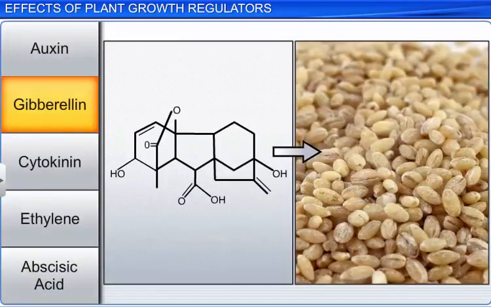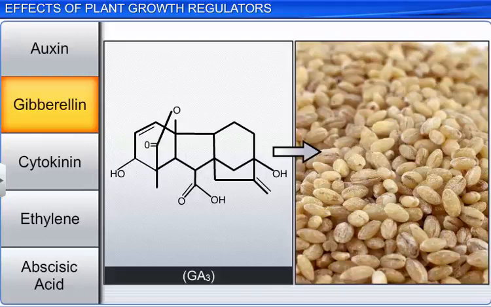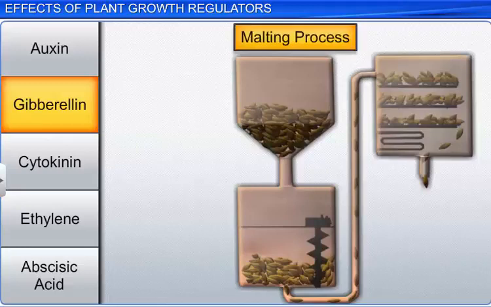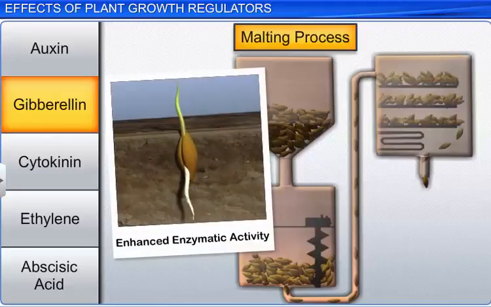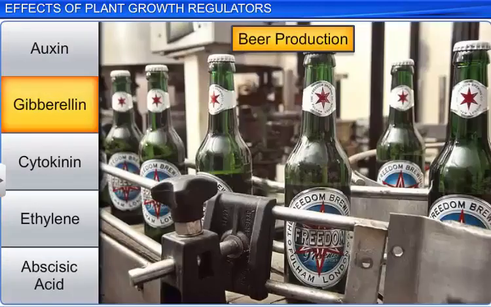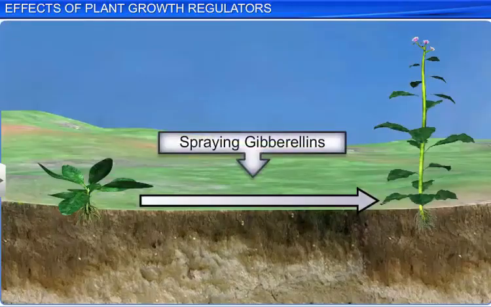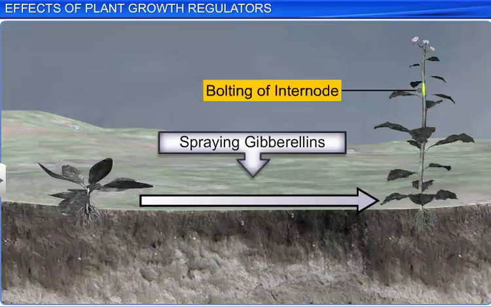Commercially, GA3 is also used in the brewing industry to increase the enzymatic activity inside grains during the malting process to achieve even germination in all seeds in commercial beer production. In cabbage, gibberellins promote bolting, that is, lengthening of internodes before flowering.